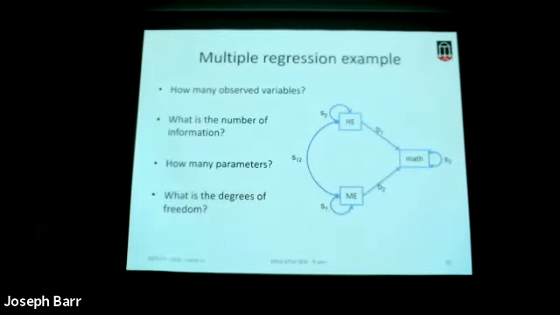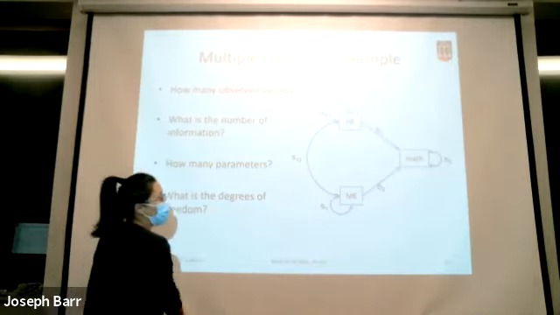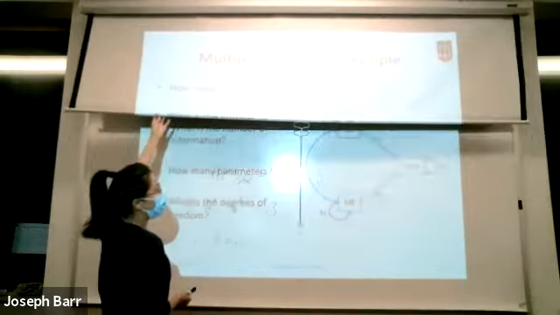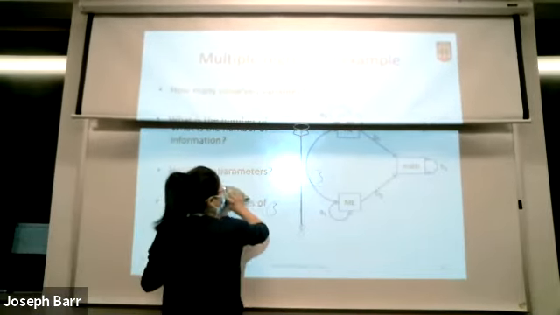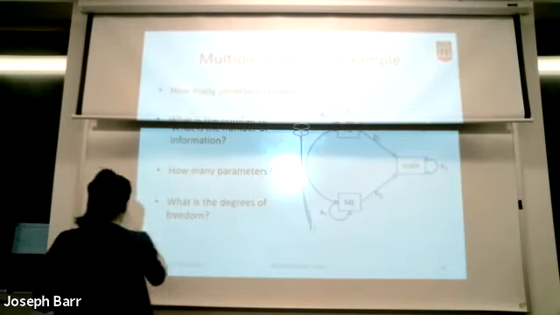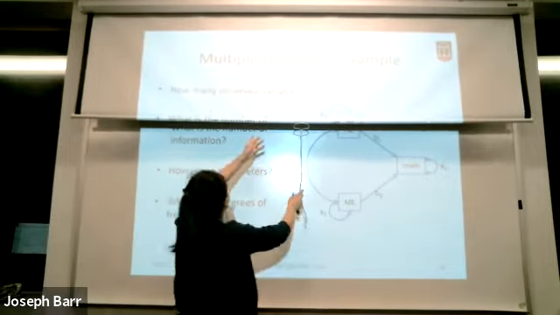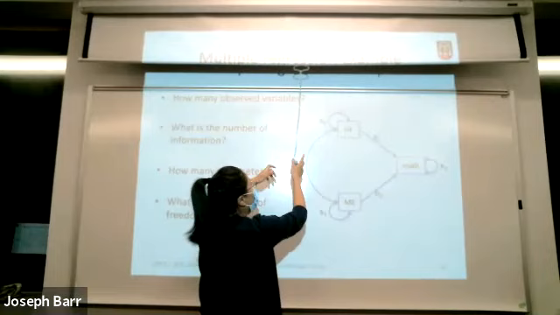And again, let's try to do the calculation of the degrees of freedom in this case. Now we have different scenarios. Oh yeah, actually we can just use this information here. First, what is the number of observed variables in this model?